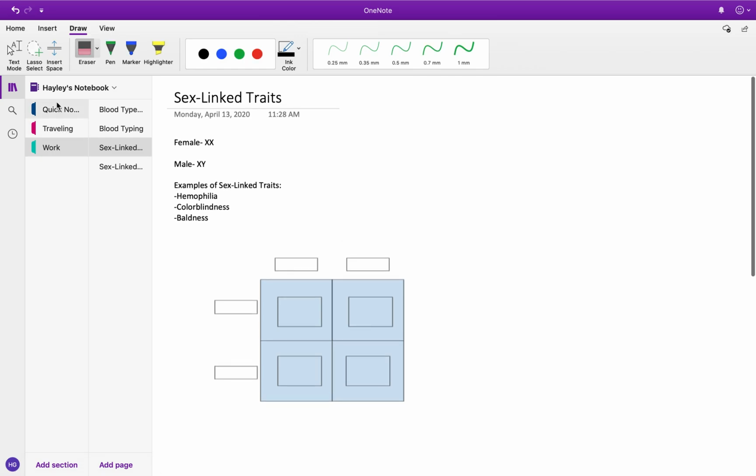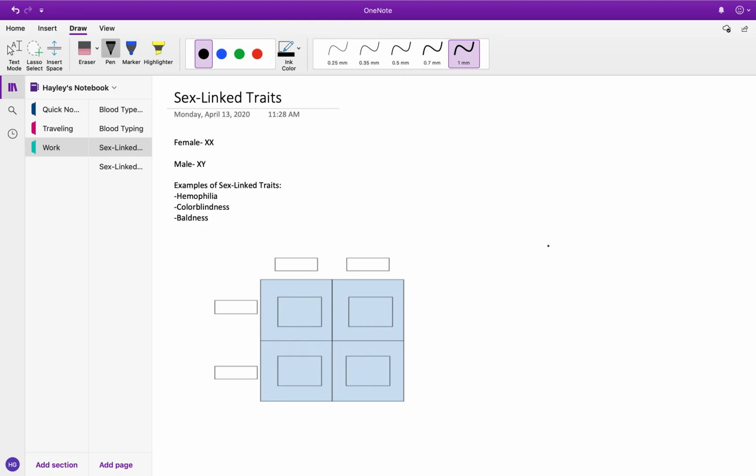Alright, so today we're going to talk about sex-linked traits and how we want you guys to set up the Punnett squares to do that. So you should remember first that females are two X's, they have two X chromosomes. Males have an X chromosome and a Y chromosome.